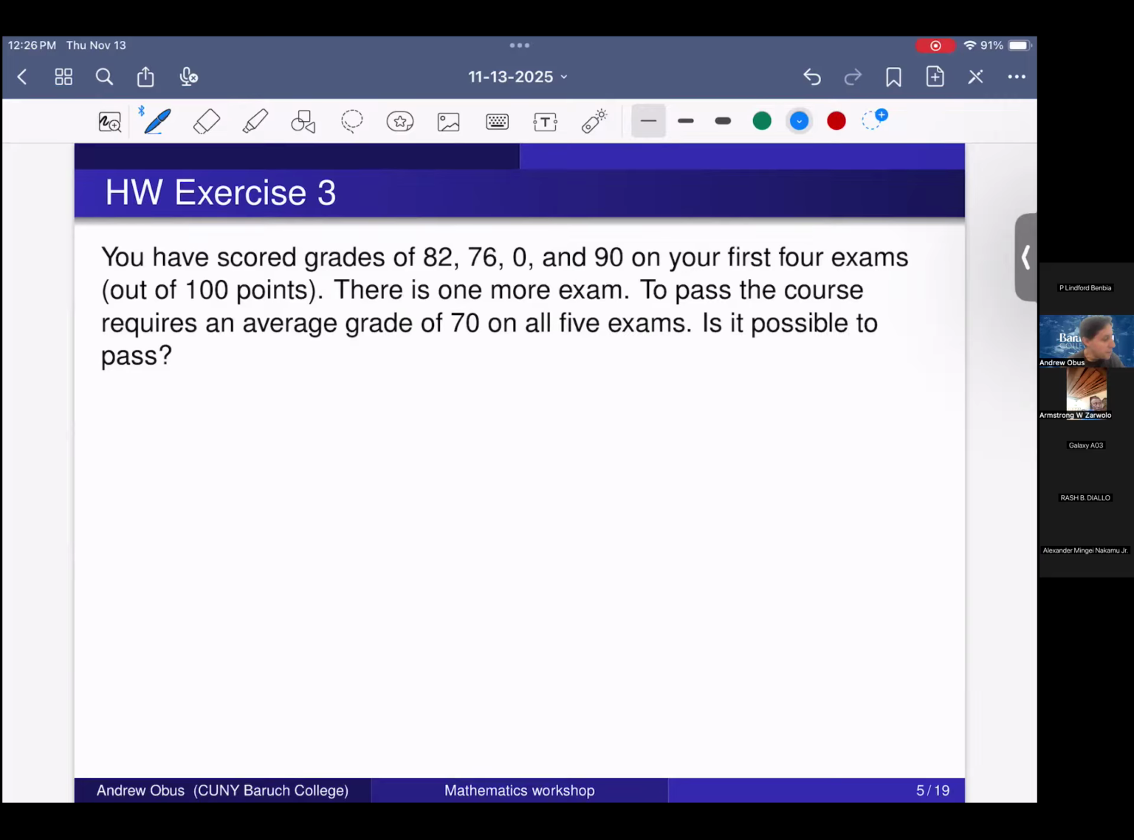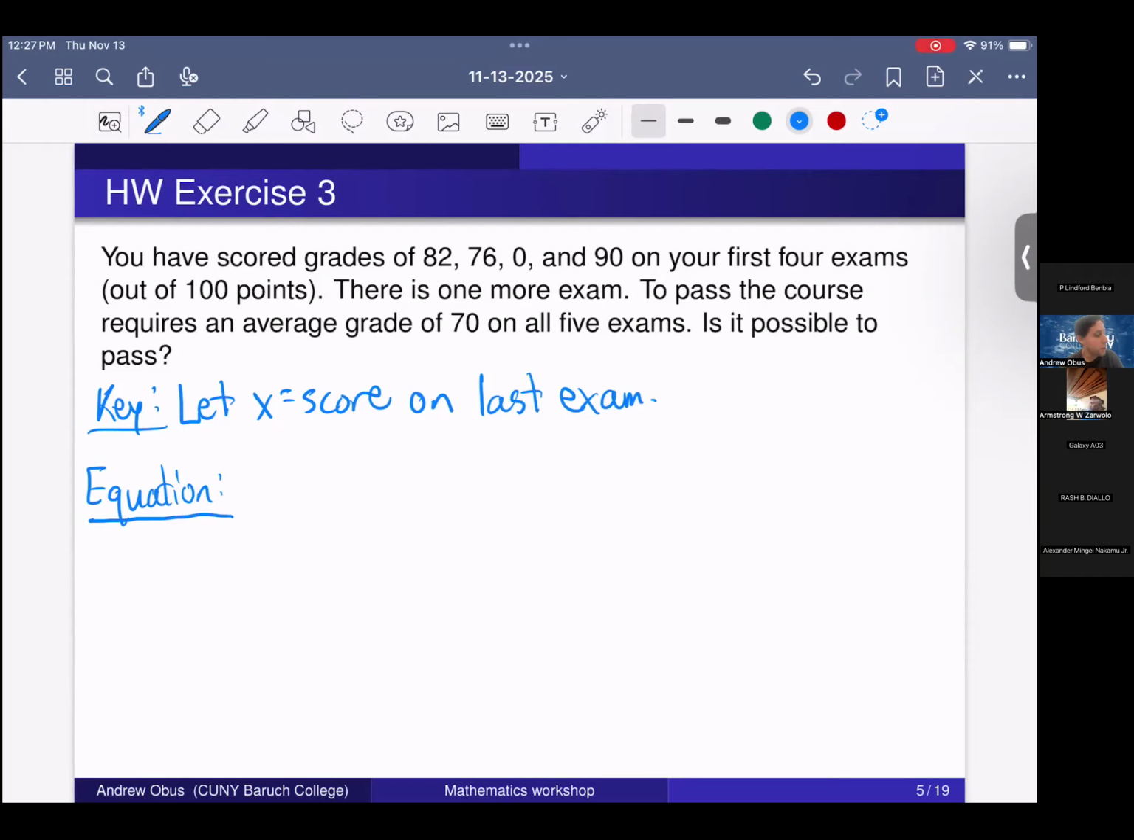Well, we want to know whether it's possible to pass. So this equation, which in this case is actually going to be an inequality, because to pass the course requires an average grade of 70. So that means to pass, you have to have at least a 70. So how can we set up an inequality where the average grade is at least a 70 and write this in terms of X? Can anybody set up an inequality?